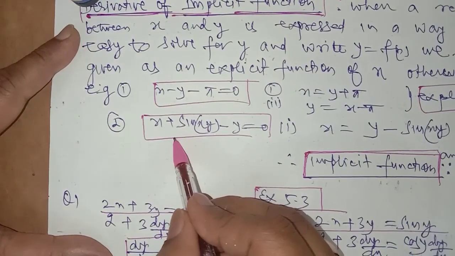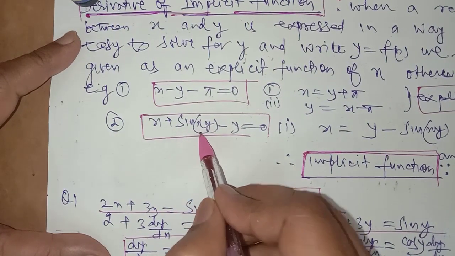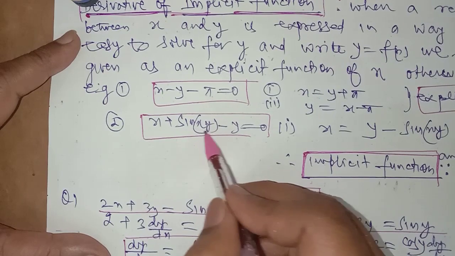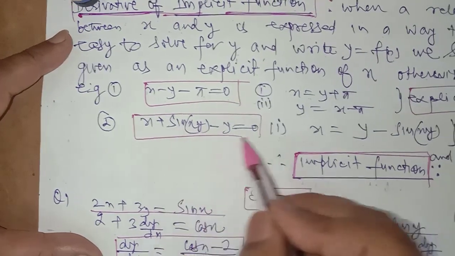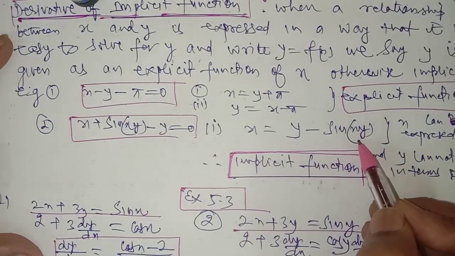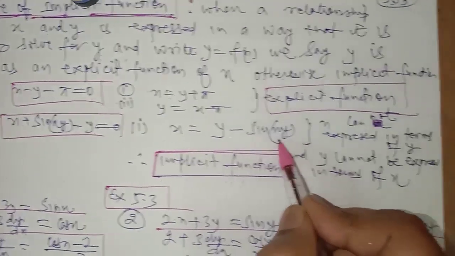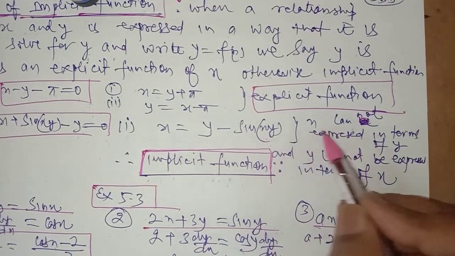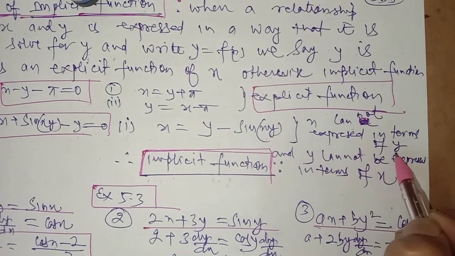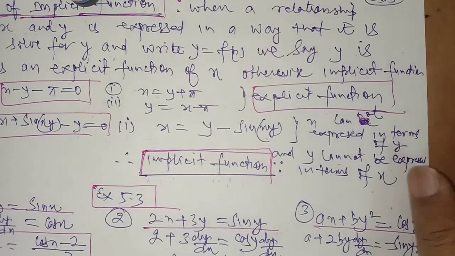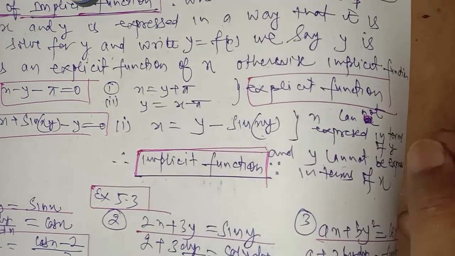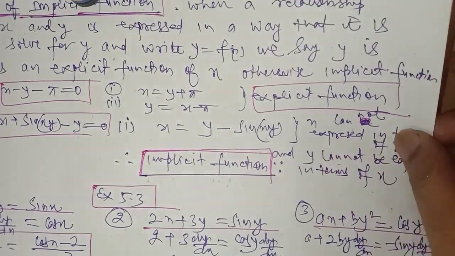So this is the explicit function. Now let us take this example: x plus sin(xy) minus y, where x into y is the angle of this sine. Now we cannot express x in terms of y or y in terms of x. So this function is known as an implicit function. If x cannot be expressed in terms of y and y cannot be expressed in terms of x, then it is known as an implicit function.